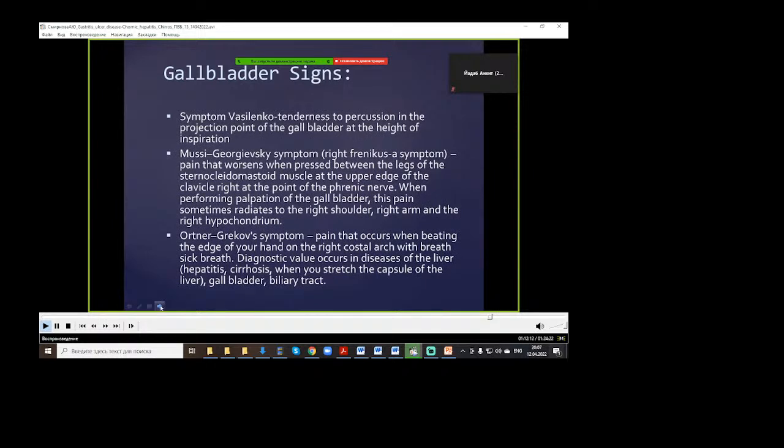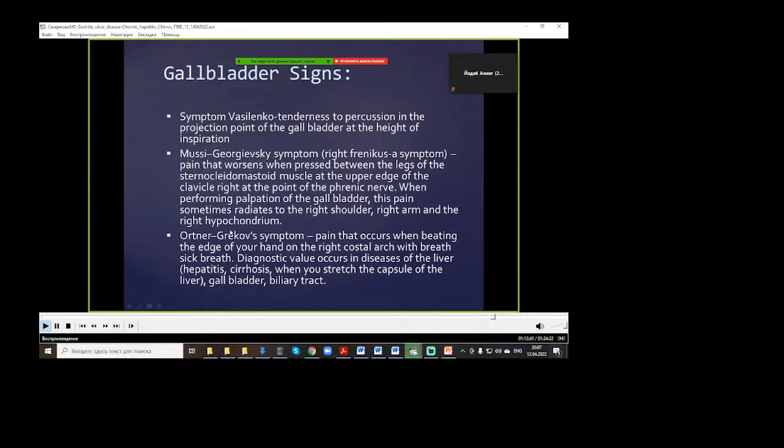Vasilenko symptom, tenderness to percussion in the projection point of gallbladder at the height of inspiration. Musi-Georgievsky symptom, pain that worsens when pressed between the legs of the sternocleidomastoid muscle at the upper edge of the clavicle on the right side.